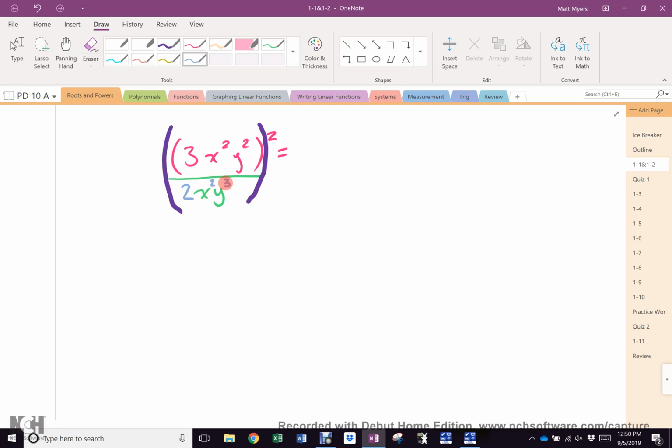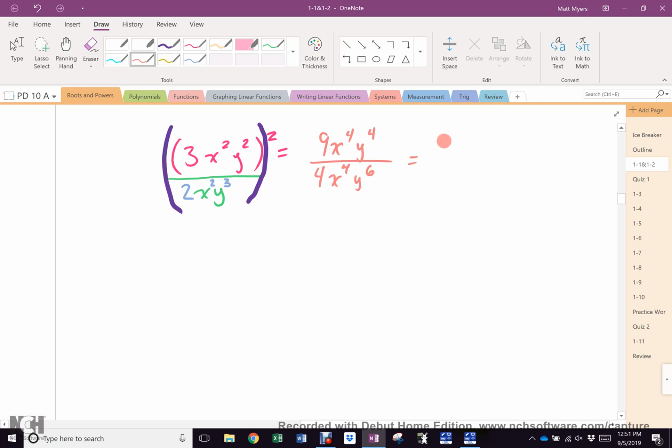Okay, Hayden, hit me. So the top would be the same. It would be 9x to the power of 4, and then y to the power of 4. And then the bottom would be 2 squared, so 4, and then x to the power of 4, and y to the power of 5. It starts at 3. Oh yeah, sorry, 6. Are we done? No. What now?